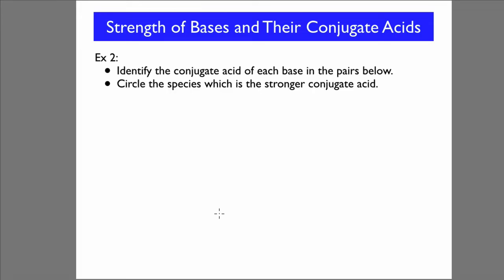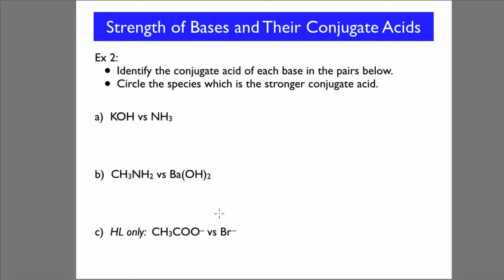Another example, identify the conjugate acid of each base in the pairs below, circle the species which is a stronger conjugate acid. Have a think. Okay, well, we know whichever one of these is the weaker base will have the stronger conjugate acid, and KOH is one of the strong bases, so ammonia will have a stronger conjugate acid of these two.